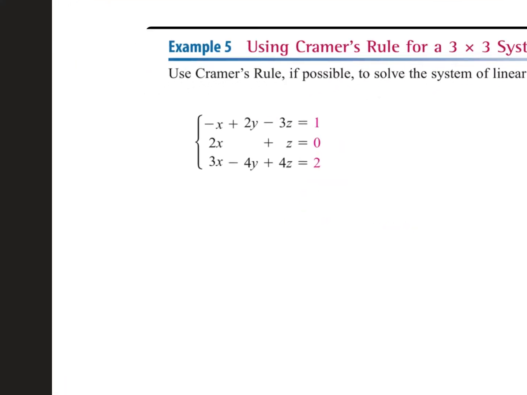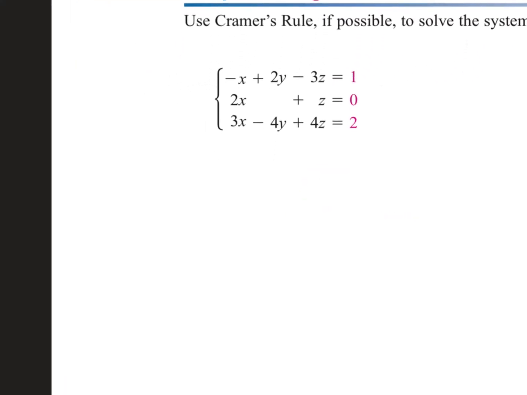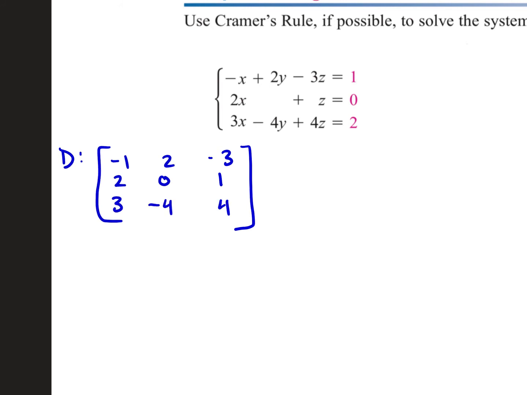So next one, starting with my determinants. What would be my first row of coefficients? -1, 2, -3. And my second row? 2, 0, 1. And the third row? 3, -4, 4. So how do I find the determinant of a 3 by 3? What's the first step?